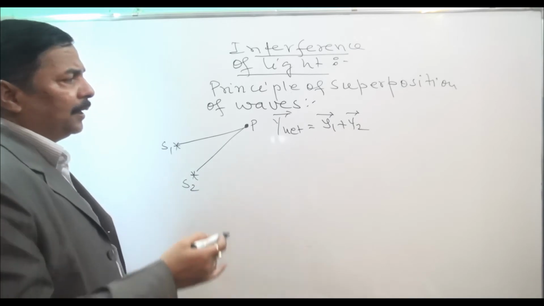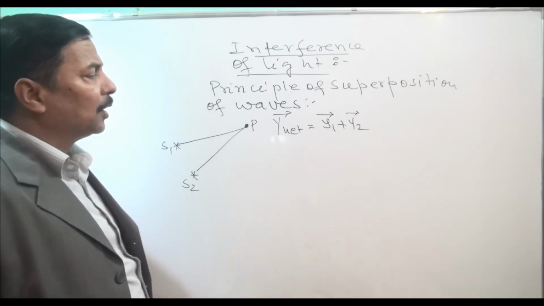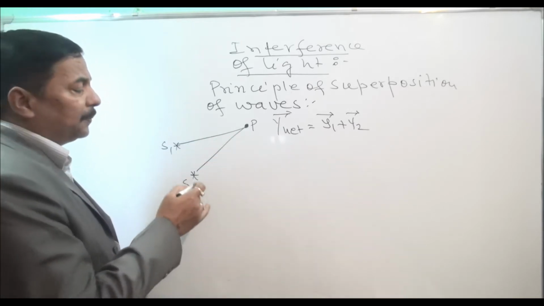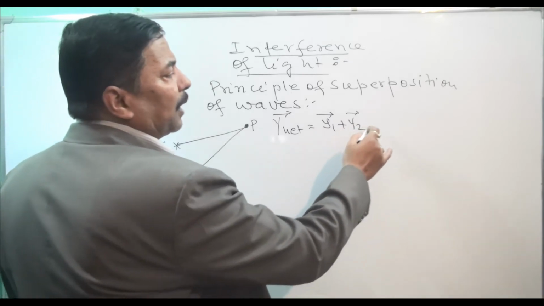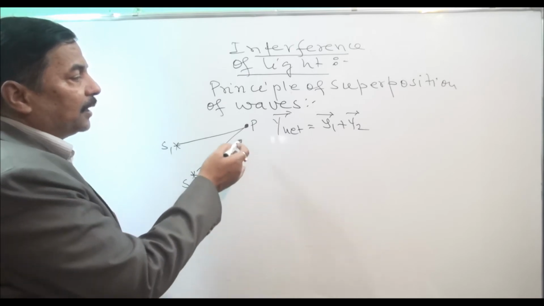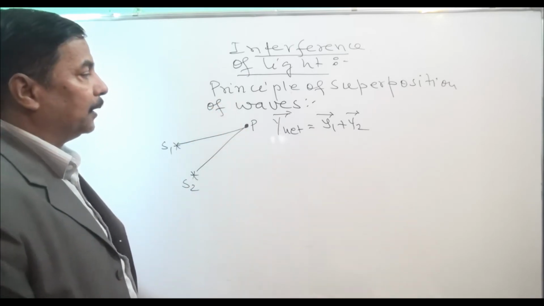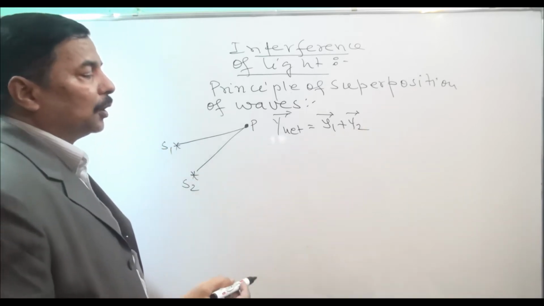This is basically your superposition principle, and you should understand very carefully that it is not valid for only two waves. If more than two waves are there, then we will be adding y1 plus y2 plus y3 like that, keeping the sign in mind, whether it is taking the point upside or downside. So this is the y net displacement. This is called superposition of waves.